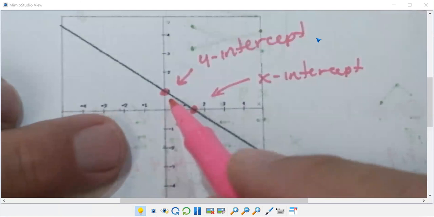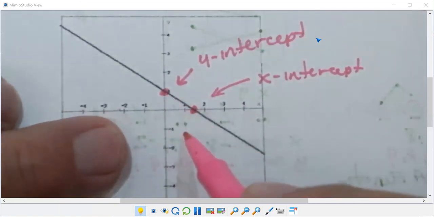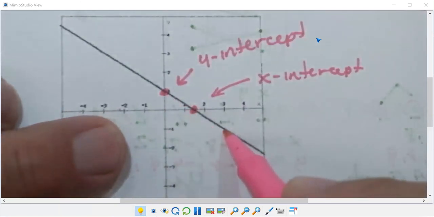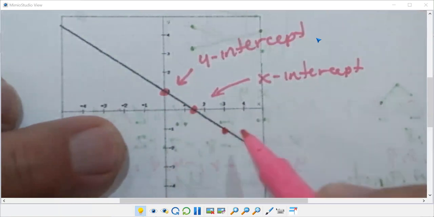I'm going to try to figure this out here. Let's see, 1, 2, 1, 2, 3. Okay, so I think I found one. Okay, so I think this is one right here.